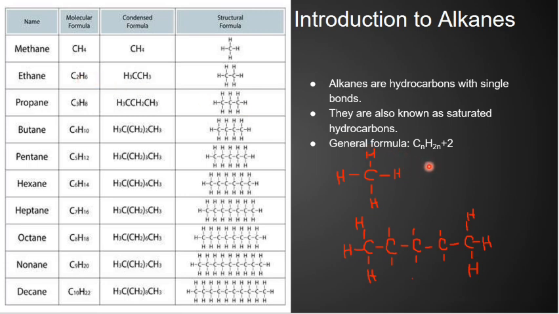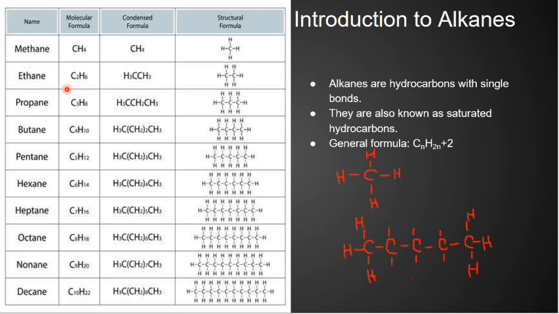So if we also look at ethane, the number of carbon for ethane is 2. So we can have C2 then H2 into bracket 2. If we have 2 times 2, that will give us 4 plus 2, that will give us 6. So that's why we have C2H6 for ethane. So we can actually use this formula to determine the molecular formula for all the alkanes.